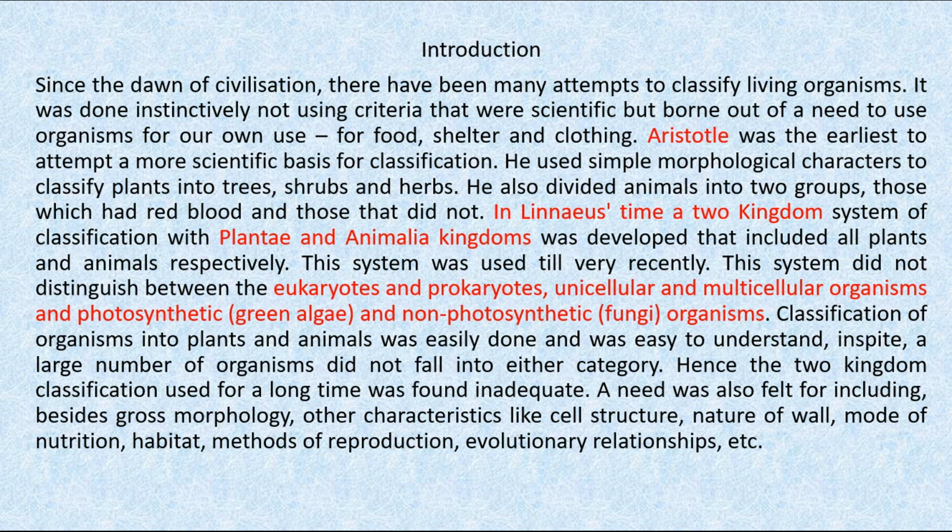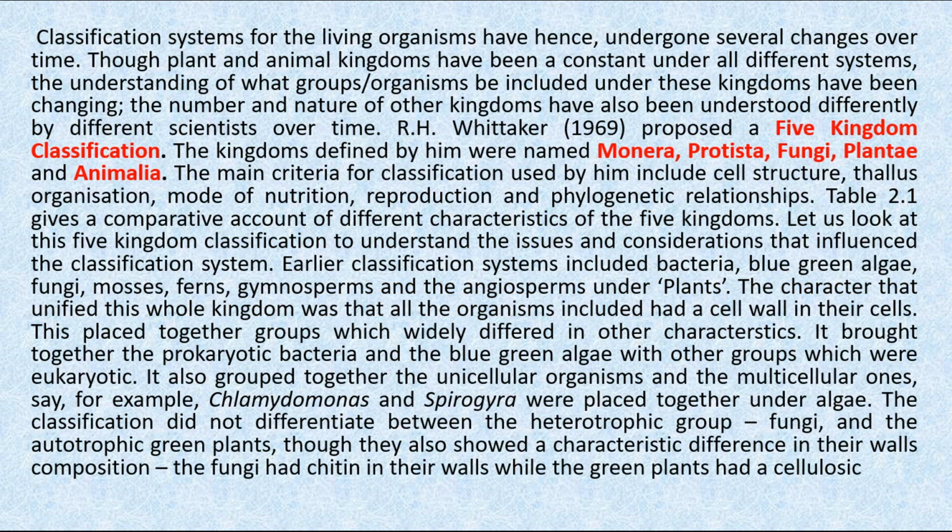In spite of this, a large number of organisms did not fall into either category. Hence the two-kingdom classification used for a long time was found inadequate. A need was also felt for including, besides gross morphology, other characteristics like cell structure, nature of wall, mode of nutrition, habitat, methods of reproduction, evolutionary relationships, etc.